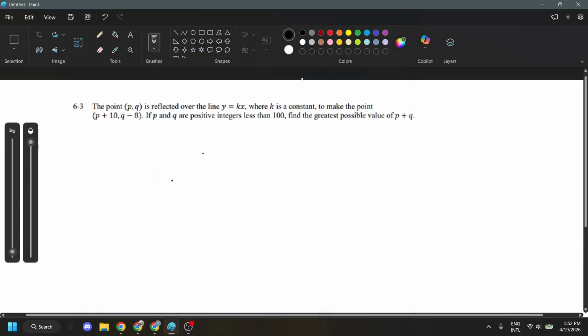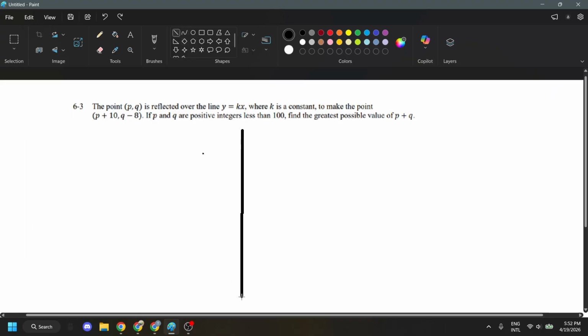Hi guys, I'll try this. So the point PQ is reflected over the line y equals kx, where k is a constant. If p, q are positive integers less than 100, find the greatest possible value of p plus q.